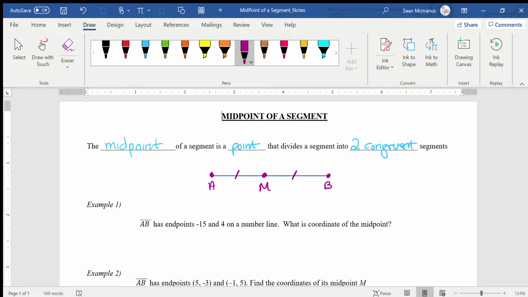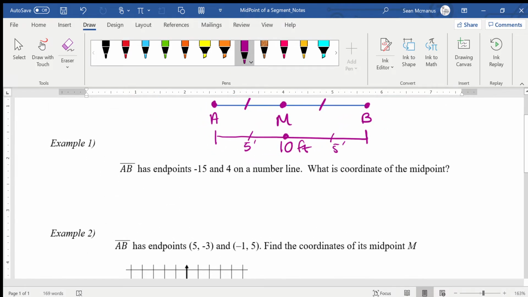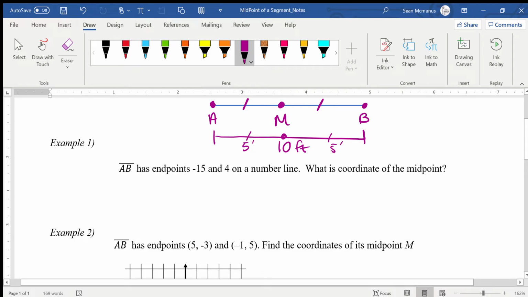So if A, B, right, let's say that whole length is 10 feet long, then that means M is right in the middle, and it creates two segments, AM, that would be 5 feet, and MB, that would be 5 feet. So that's kind of our definition of midpoint and what that means. So we're just going to go ahead and look at a few problems here. I think that's probably the easiest way for us to kind of experiment with these.